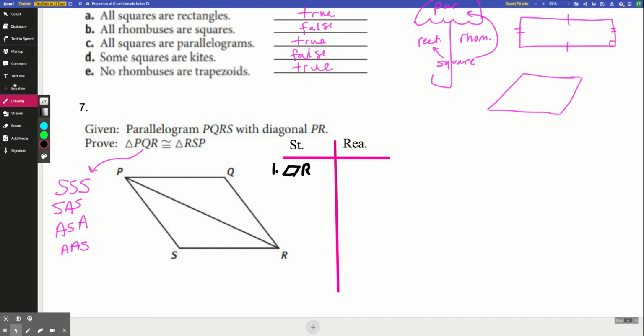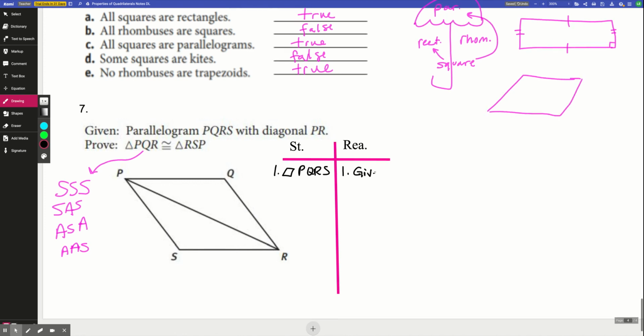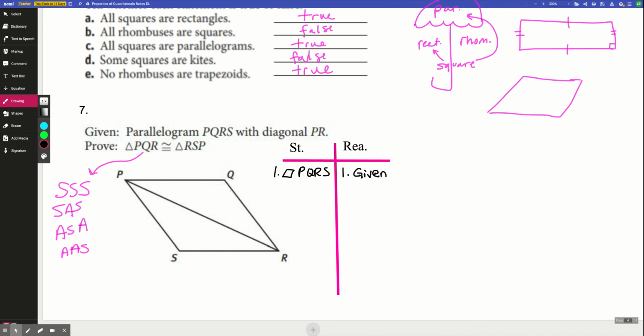I have parallelogram PQRS, okay, and my reason would be given. Okay, because I have a parallelogram, then that means that I have tons of properties that I can mark. So what I'm going to try to do with this first one is I'm going to try to show this works with SSS.